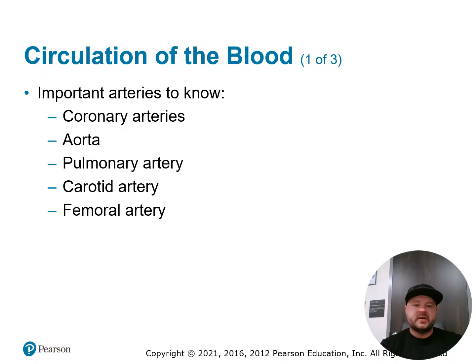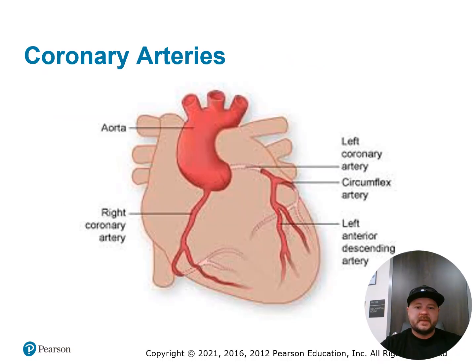So some important arteries to know. We have our coronary arteries. That's the blood that feeds our actual heart tissue. Our aorta. So that's what gets blood out of our heart all the way into the other arteries of our body, with the exception of the pulmonary artery. So we talked about that. That is the one artery carrying the unoxygenated blood to the lungs, but it is an artery because it's carrying blood away from the heart. And we have our carotid artery and femoral artery. And we'll talk a little bit more about those.